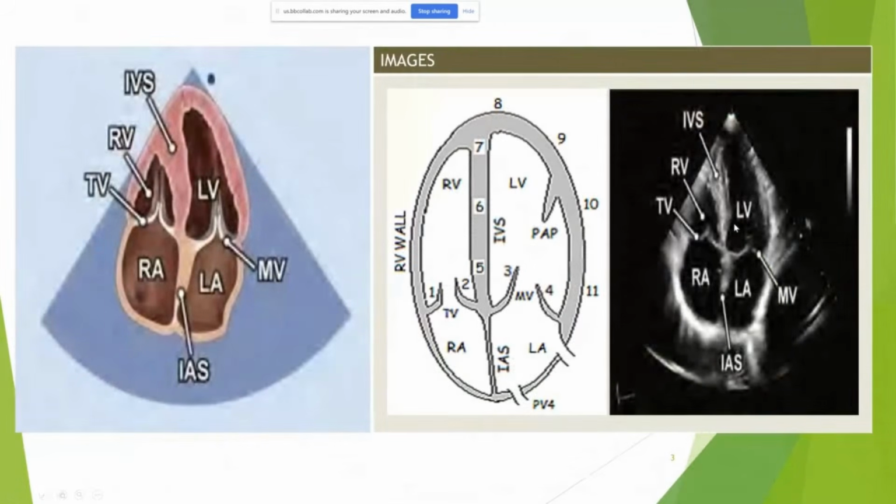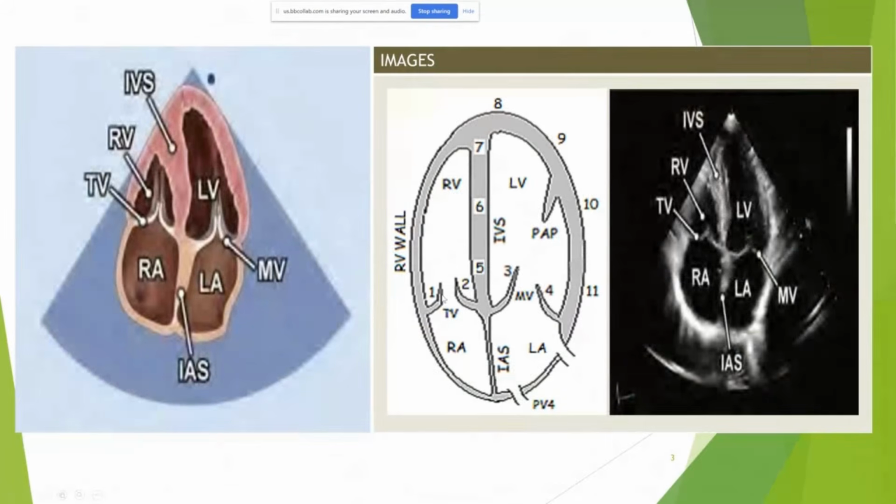So you still need to know what you're looking at. Left ventricle, right ventricle, interventricular septum, your tricuspid valve, your mitral valve, your right atrium, your left atrium, and your interatrial septum. Always keep that in mind. Make sure that you know.